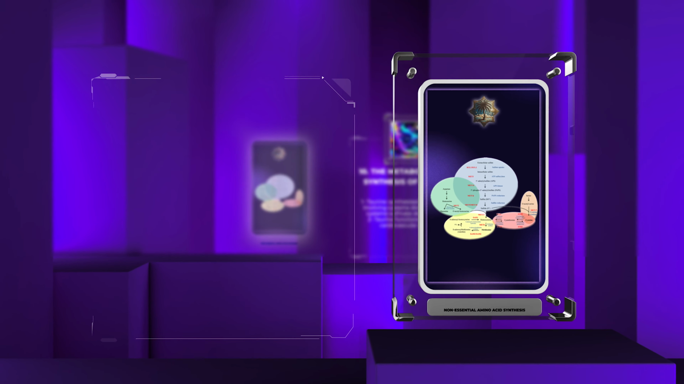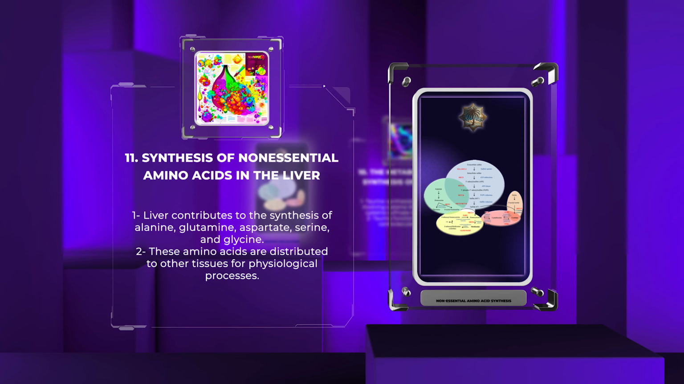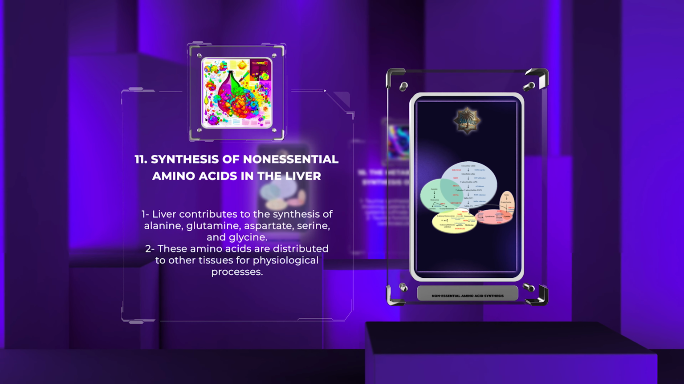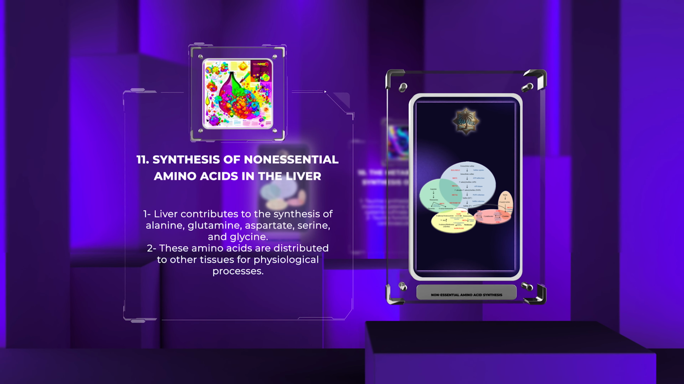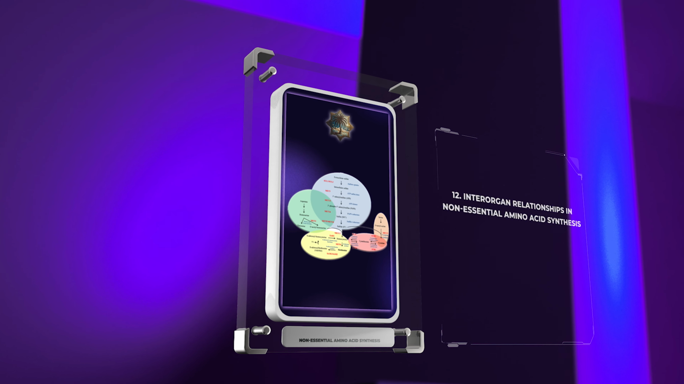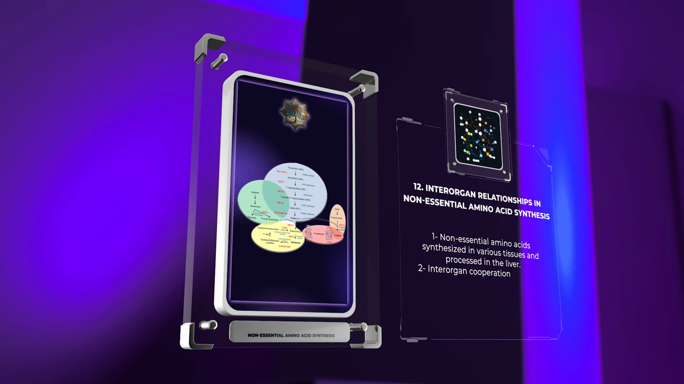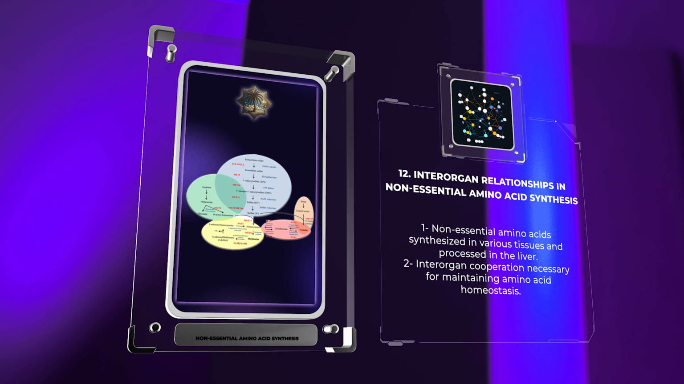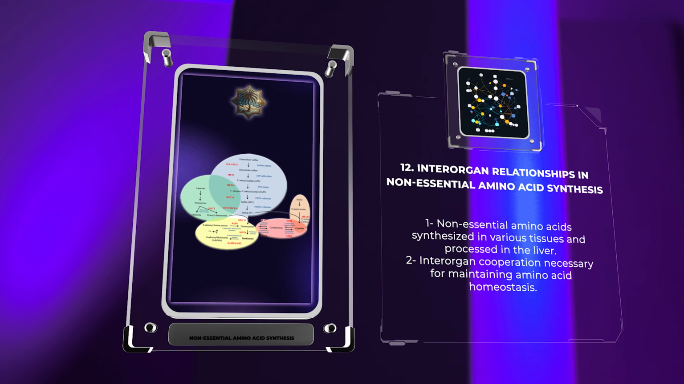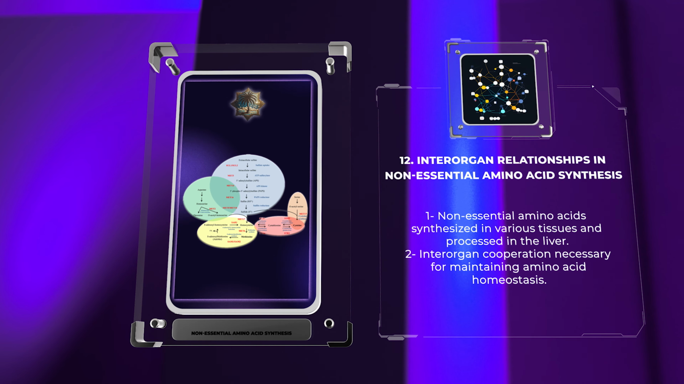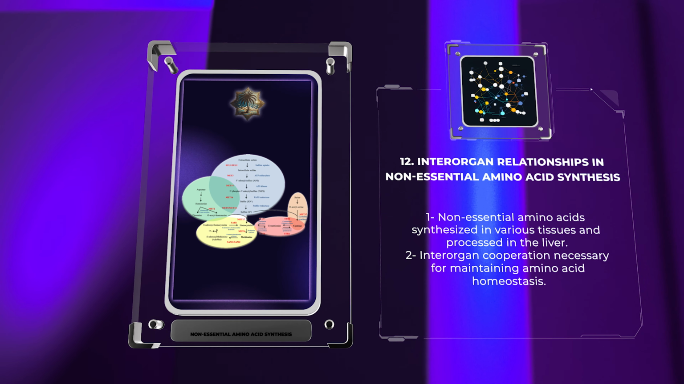The liver is a critical organ for the synthesis of non-essential amino acids. It contributes to the synthesis of alanine, glutamine, aspartate, serine, and glycine, which can then be distributed to other tissues for various physiological processes. The synthesis of non-essential amino acids involves complex interactions between different organs. Amino acids are formed in various tissues and transported to the liver for further processing and distribution. Inter-organ cooperation is essential for maintaining amino acid homeostasis in the body.